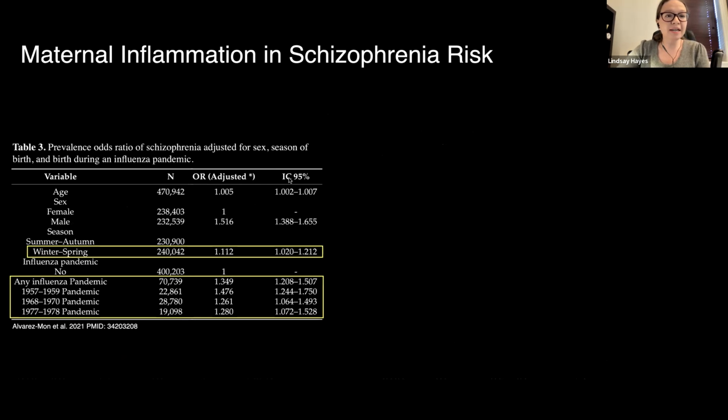But that was a very old study, and this has been replicated in more recent studies as well, again, interestingly with the same odds ratio of 1.1, increased risk for schizophrenia in offspring born during winter and spring births. However, the evidence for maternal inflammation is further evidenced by babies born during several influenza pandemics, which caused an even greater increased risk for schizophrenia than the season of birth.